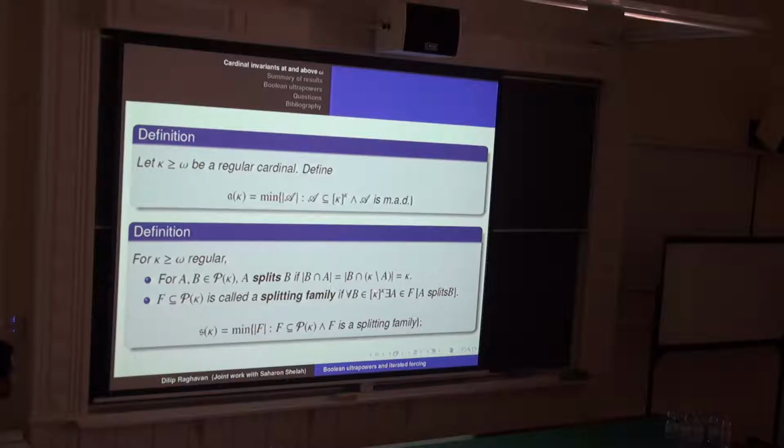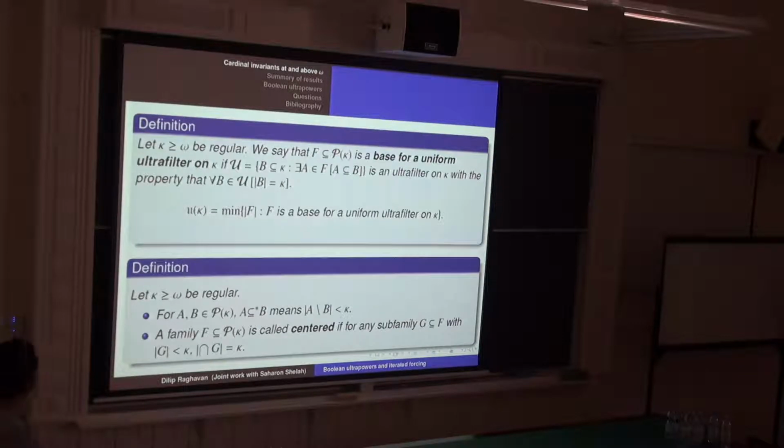And a splitting family is just a family of subsets of kappa with the property that any subset of kappa of size kappa is split by something in the family. It has to split every subset of kappa of size kappa. And S kappa is the cardinal invariant associated to this. It's the minimal size of a splitting family.